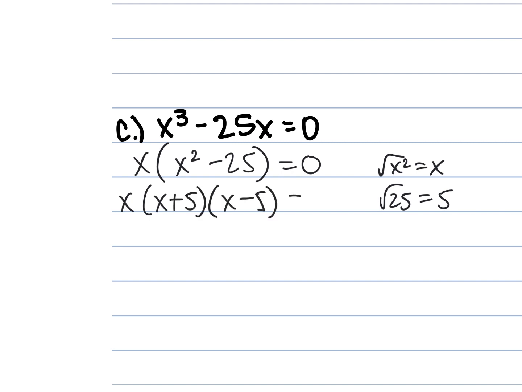Very good. And then you make them their own problem. So x equals 0. And then you subtract the 5 on both sides to get -5. And then you add 5 to get +5. Very good. Guys, give it up for Segi.